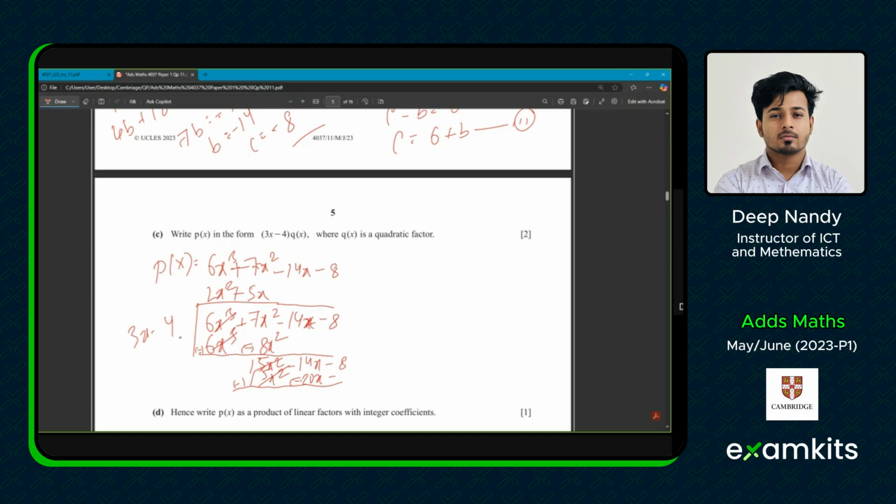It's basically 6x minus 8. Now if we take plus 2 here, it's 6x minus 8 divided, remainder 0. So we can see that p of x has a factor of 3x minus 4 and the quadratic factor 2x squared plus 5x plus 2. So we can say that q of x equals 2x squared plus 5x plus 2. This is our answer.